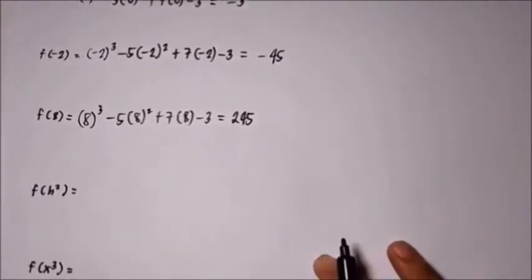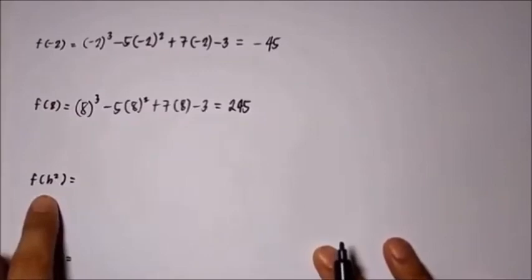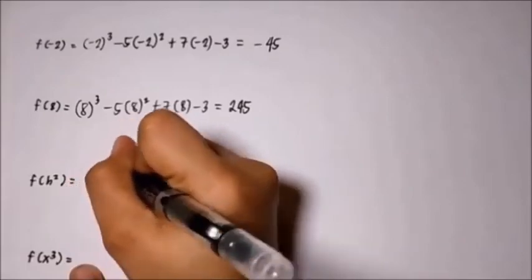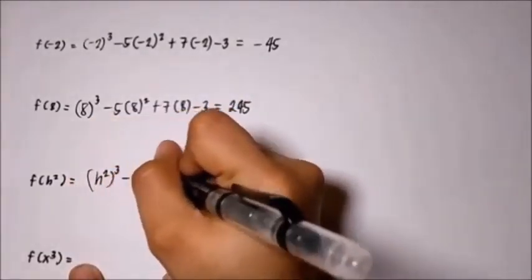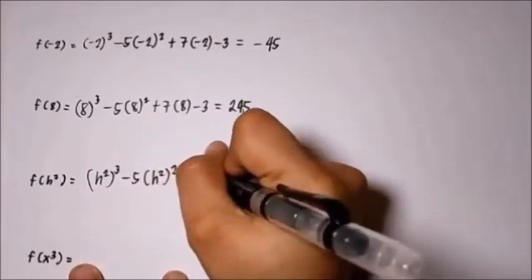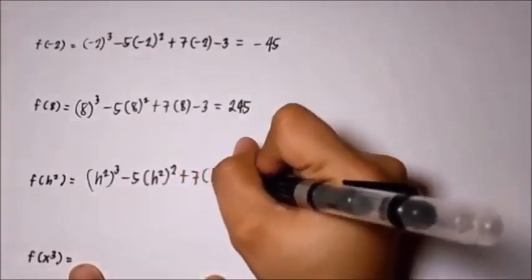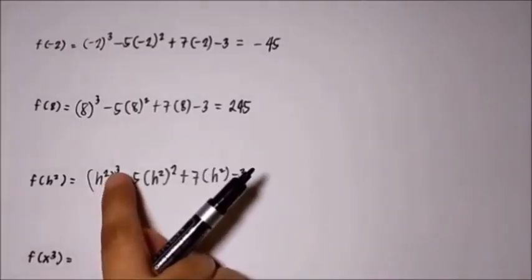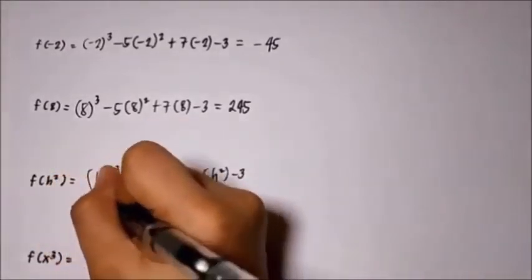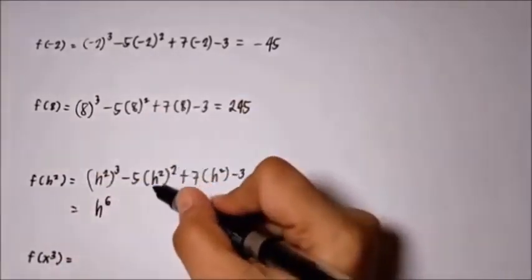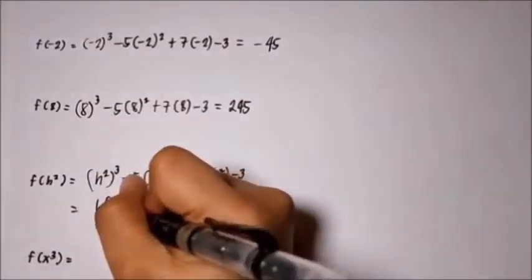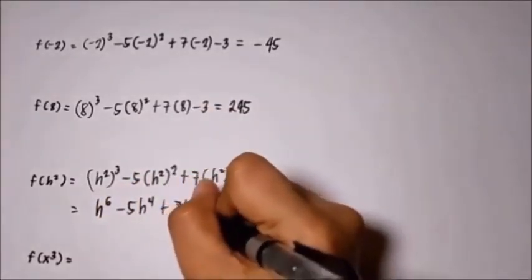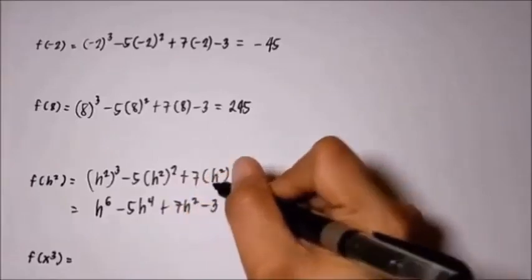Moving on, we have f of h squared. Instead of x, we will have h squared. So this is h squared raised to 3, minus 5 times h squared squared, plus 7 times h squared, minus 3. So what would now be the value of this? H squared raised to 3 would be h raised to 6. Then h squared squared would be h raised to 4. So we have h raised to 6, minus 5 h raised to 4, plus 7 h squared, then minus 3.